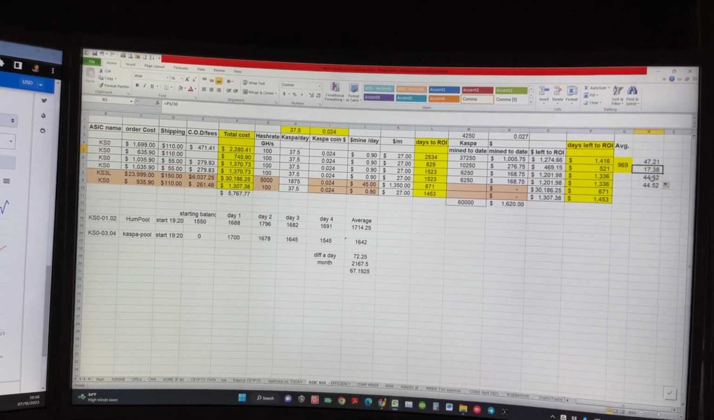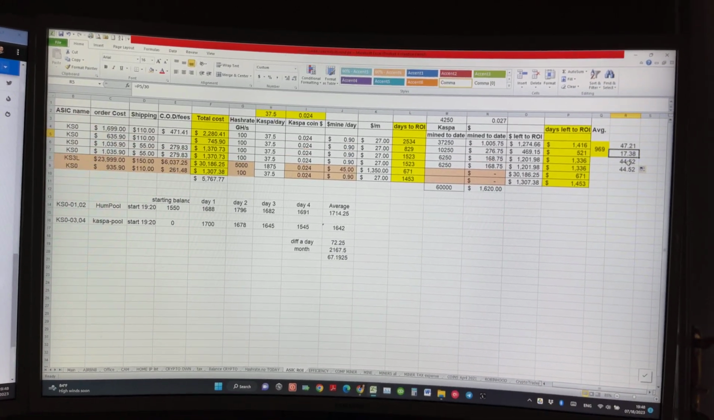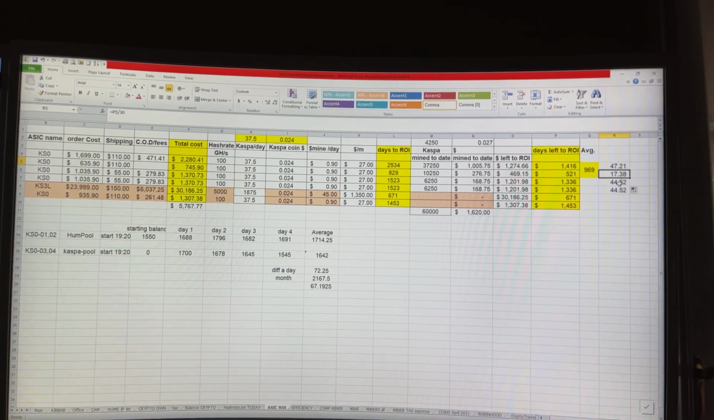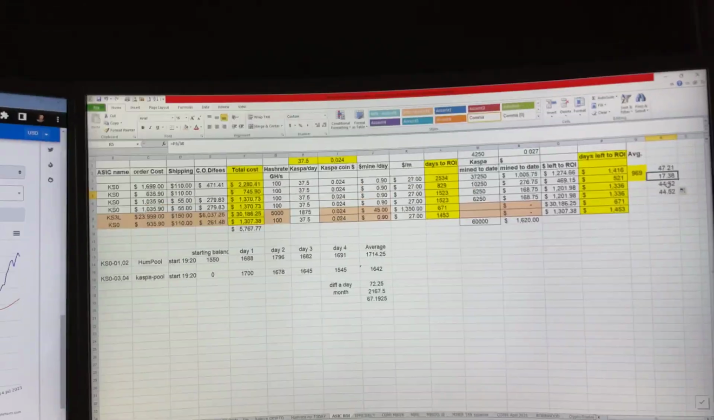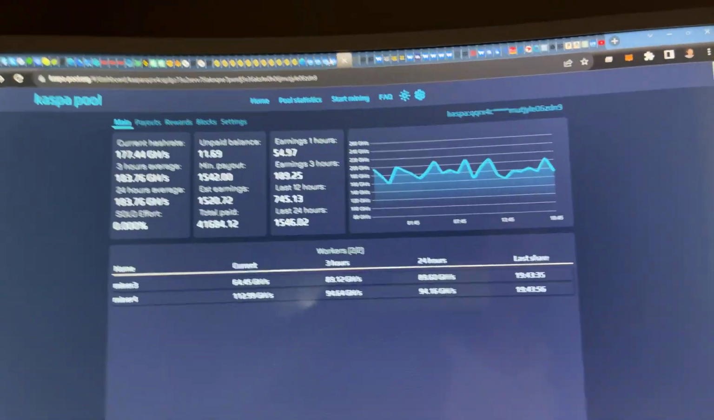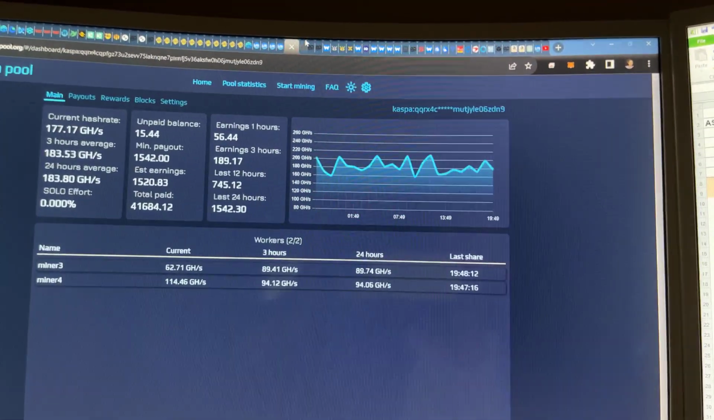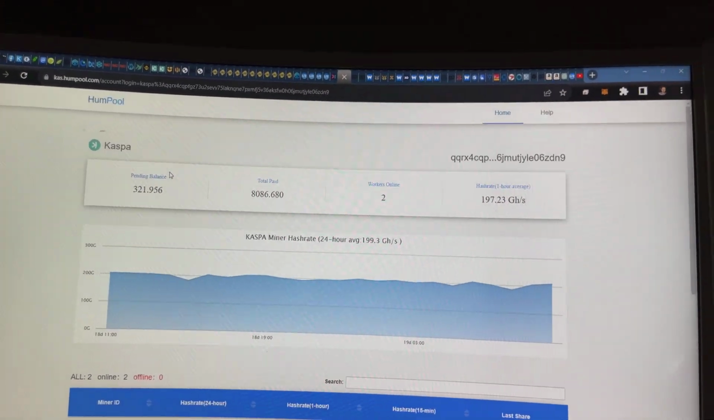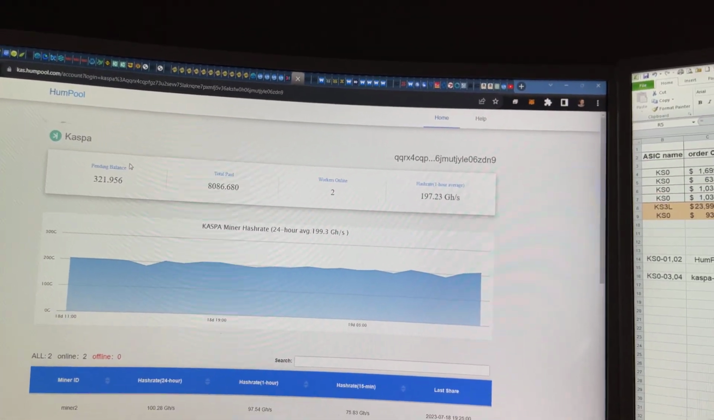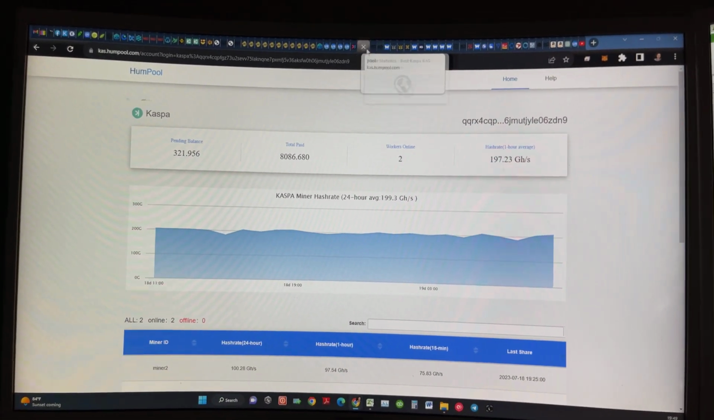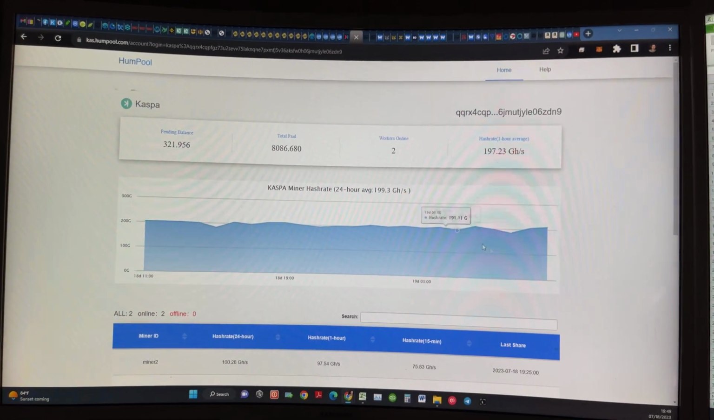Thanks for watching. I'll update on the next one. I'll probably be mining another 3 days just to see how they work. What I'm gonna do is flip those two miners: basically 1 and 3 I'm gonna put on Kaspa-pool, and 3 and 4 I'm gonna put on the HumPool, just to see whether maybe I have a silicon issue with a miner or whatever it is, or the temperature.